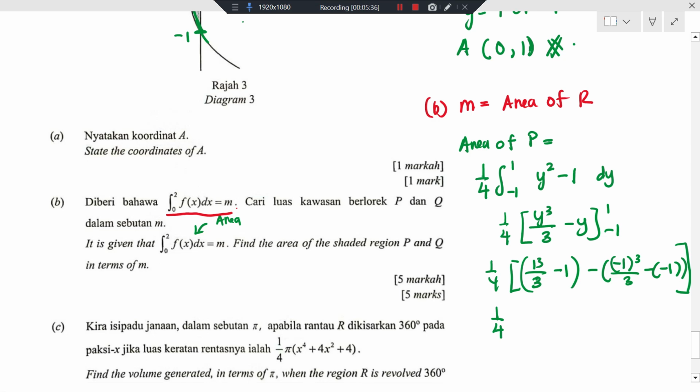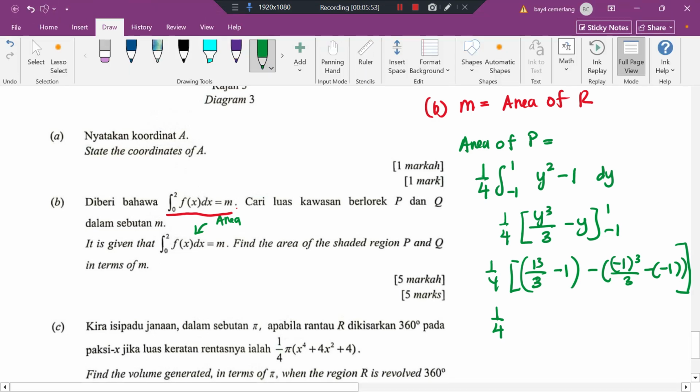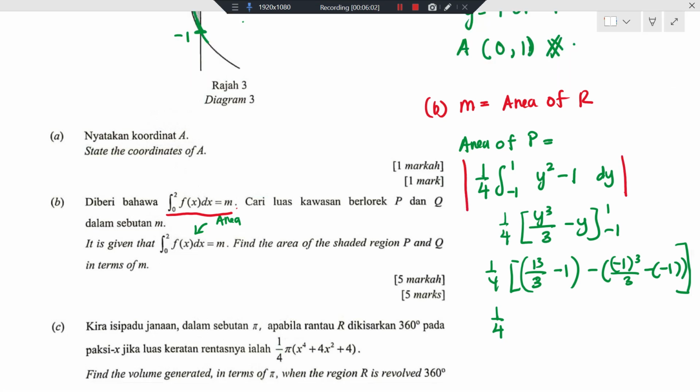If you want to use manual calculation, please be careful. Since you have a calculator, you can just use it. So you should be getting, as I mentioned earlier, a negative answer. Don't be surprised because it's on the left hand side of your axis. So just add on the modulus over here.